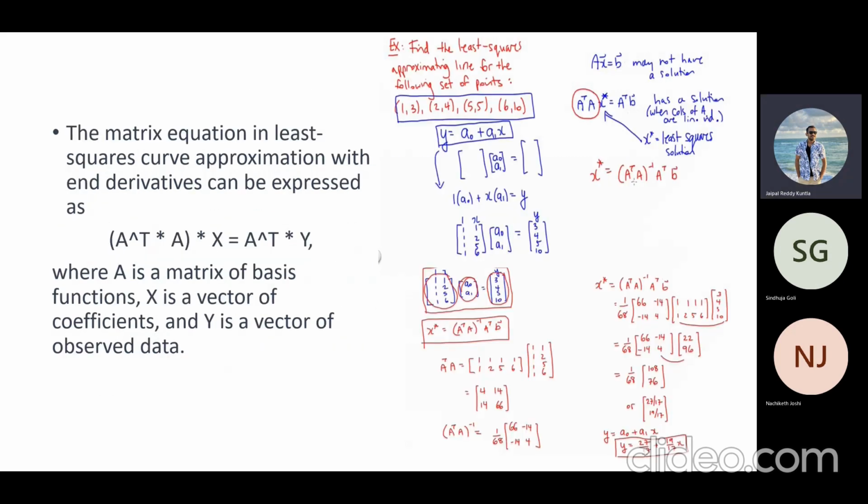The matrix equation in least squares curve approximations with n derivatives can be expressed as A transpose A X equals A transpose Y, where A is the matrix of basis functions, X is a vector of coefficients, and Y is a vector of observed data. Here is a brief, simple example with the given data on the right side. What are the steps involved in solving this problem? We are going to look into it in the next slide.